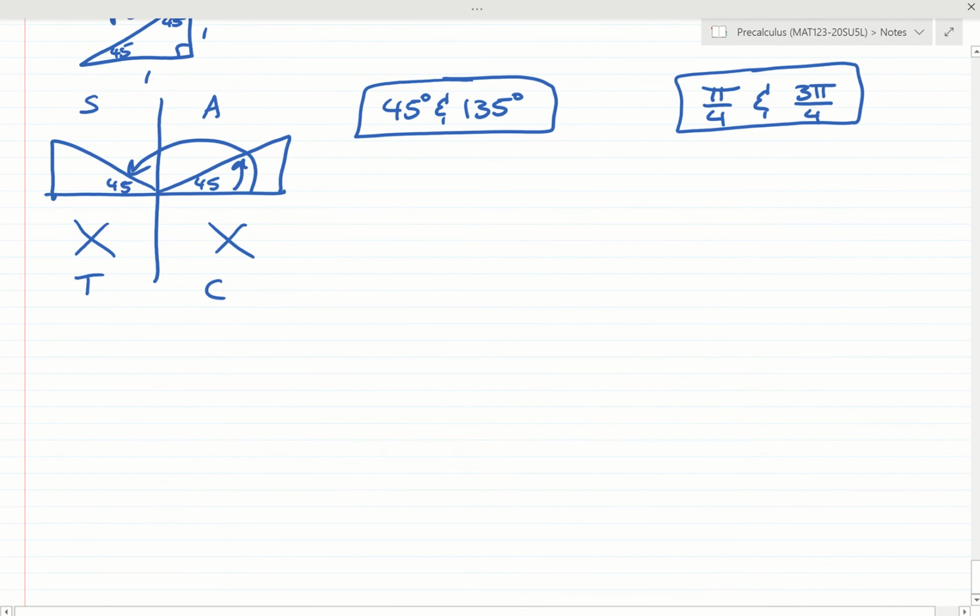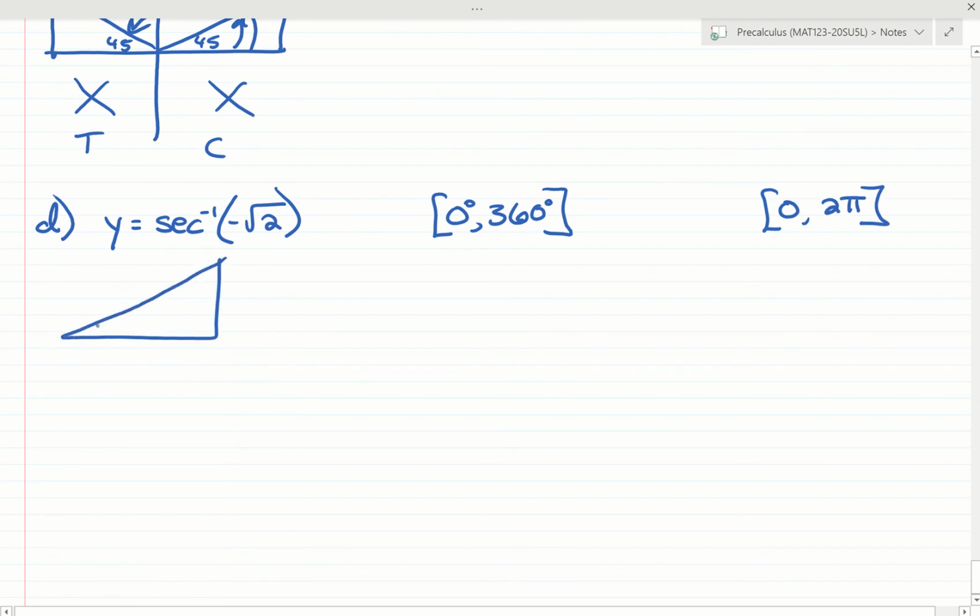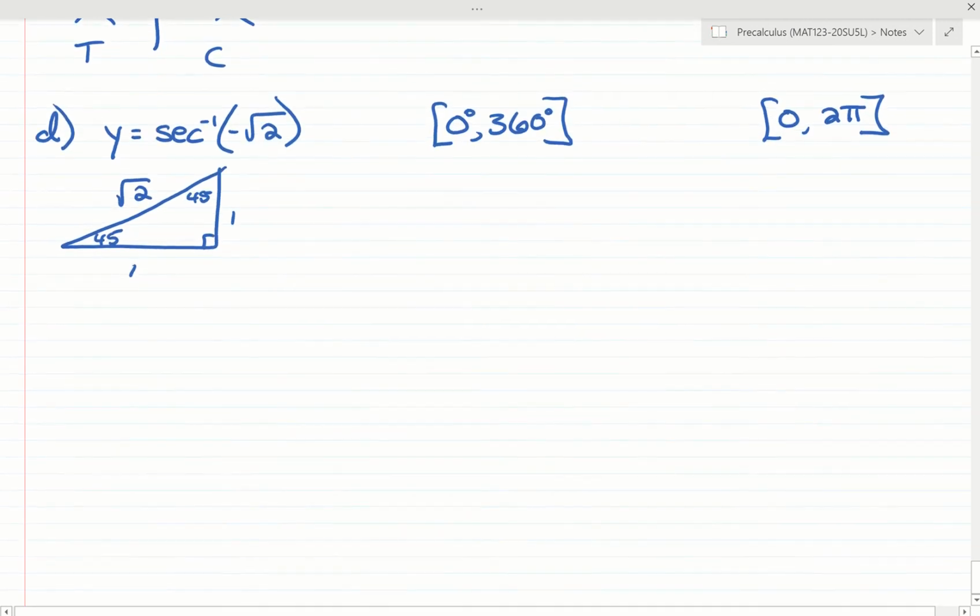We'll do one more example. What if I asked you for y at the secant inverse of negative root 2? So we're talking about inverse secant, so our answer has to be between 0 and 360 for this problem, or between 0 radians and 2 pi radians. Well, root 2, I remember, does come from our 45, 45, 90 triangle. And the secant of 45 would be root 2, right?